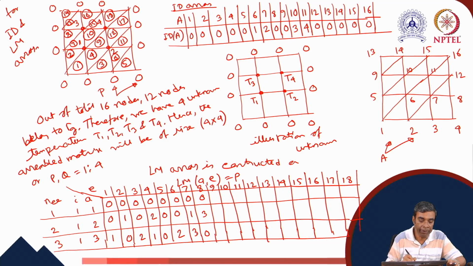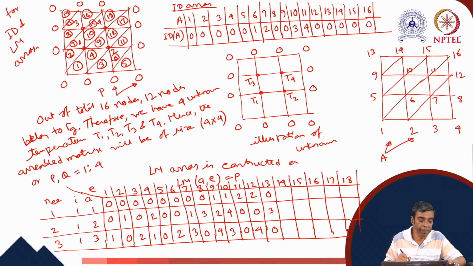For the ninth element, we have 1, 2, 4. For the 10th element, we have 1, 4, 3. For the 11th element, we have 2, 0, 0. For the 12th element, we have 2, 0, 4. For the 13th element, our global equation numbers are 0, 3, 0.